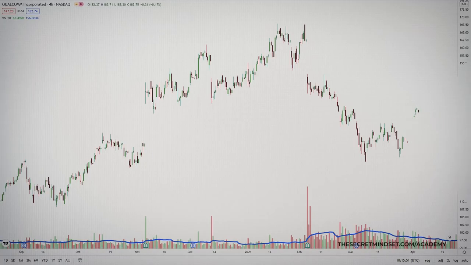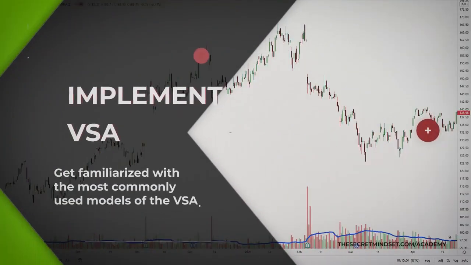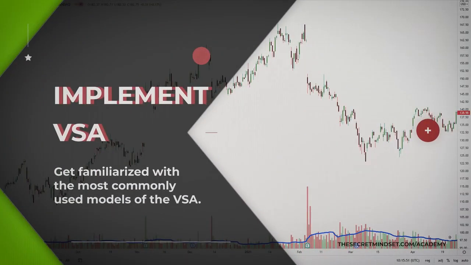There are a lot of different interpretations of the VSA, which makes it difficult to understand for a beginner trader. At first, you need to get familiarized with the most commonly used models of the VSA, so make sure you watch this video about volume spread analysis after you finish this one.